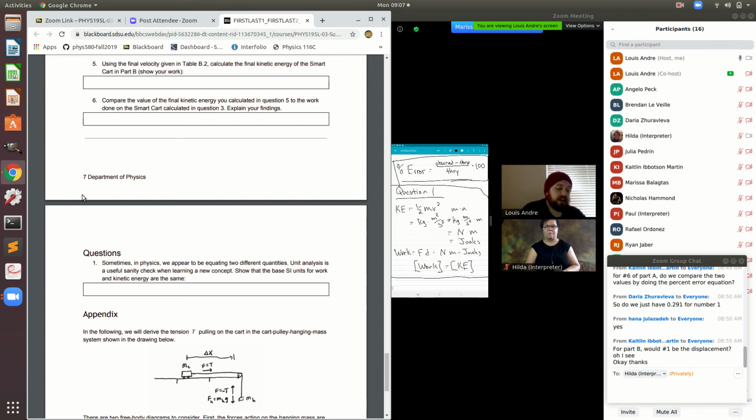Kinetic energy is 1/2 mv squared, which is kilograms times meters per second quantity squared. So that's kilograms times meters per second squared times meters, which is like newtons times meters, which is joules. And then work is force times distance, which is newtons times meter, which is joules.